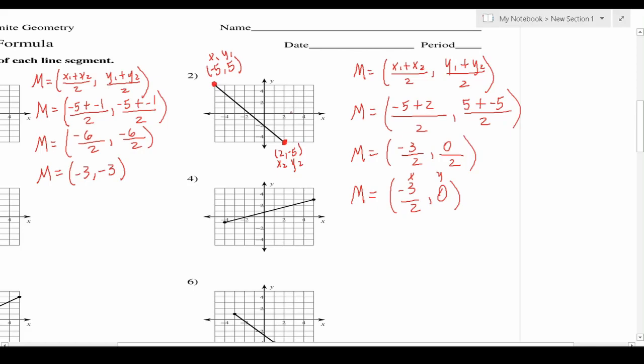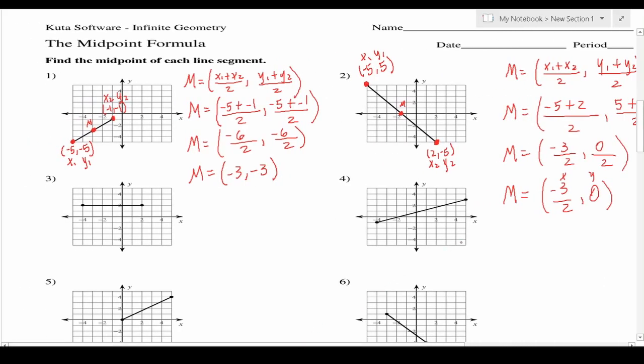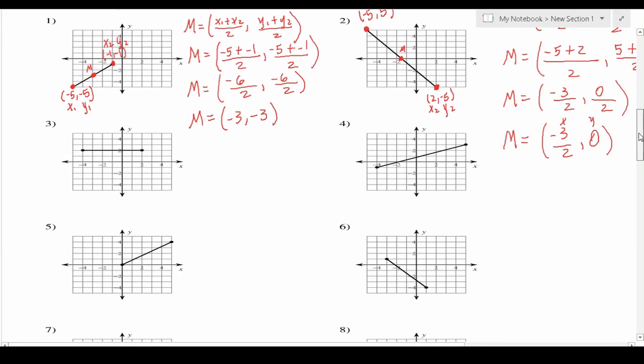Let's go ahead and graph that to check our answer. Again, the x value is negative 1.5, which is right there, and the y value is 0. So we can see that our midpoint does in fact sit directly in the center of these two endpoints. Okay. Let's do one more just to make sure we have it.